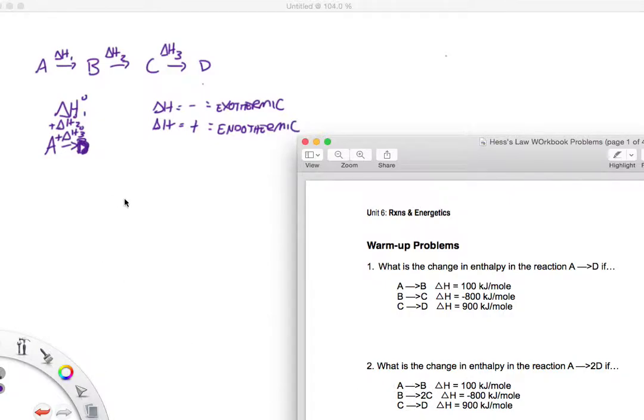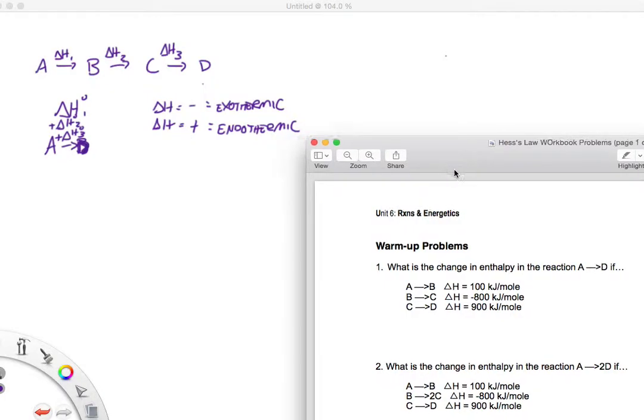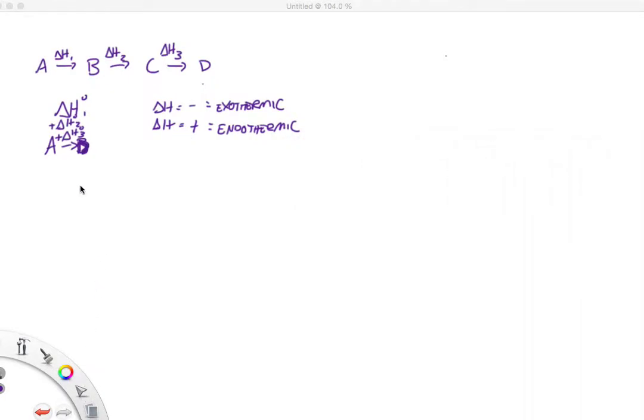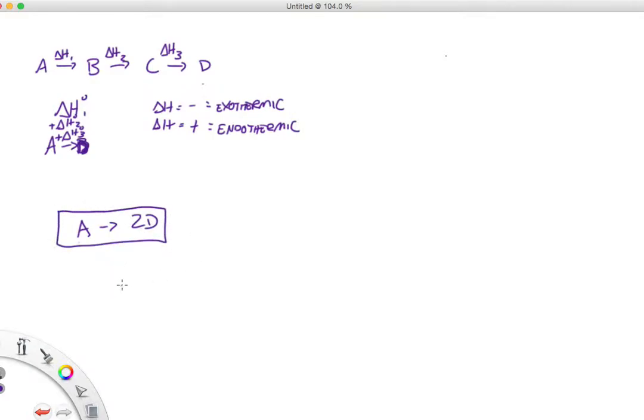You can see here, I'll draw this out on this little white sheet here. So you want A going to 2D. That's your goal. So I'll put a rectangle around that. But you've got A going to B, and you've got, as a standard, B going to 2C, and you've got C going to D. And you've got the delta H's for all of these. This one was delta H is 100, and we can just leave out the units for now because it slows things up.